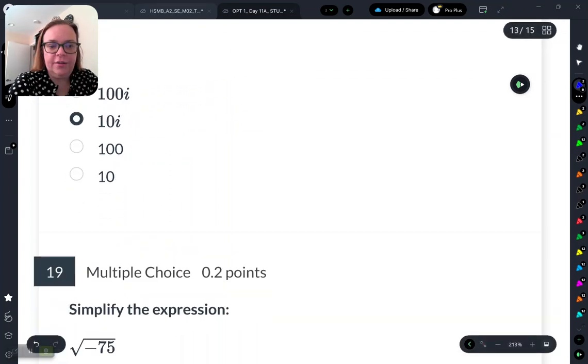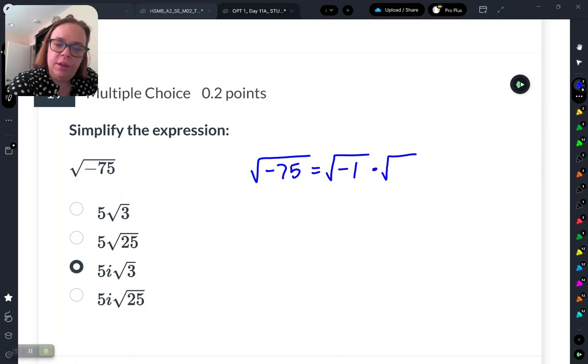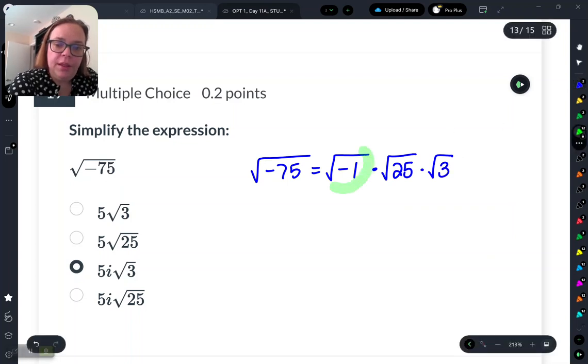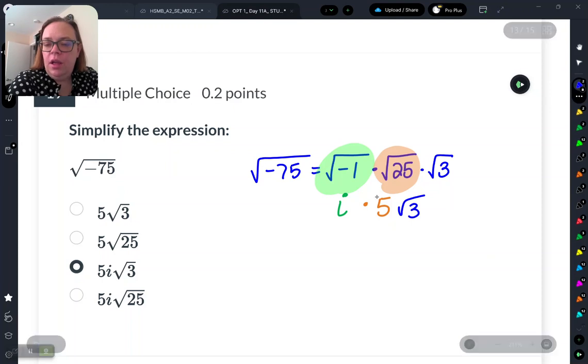19, a little harder. We can take the square root of negative 75 and break it up into the square root of negative 1 times the square root of 25 times the square root of 3. The negative 1 becomes i. The square root of 25 becomes 5. And the square root of 3 stays the square root of 3. If you put the 5 in front, usually that's how we write it. We put the 5, then the i, then the square root of 3. That's how they got that answer.